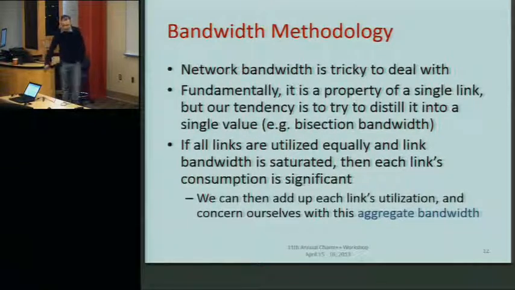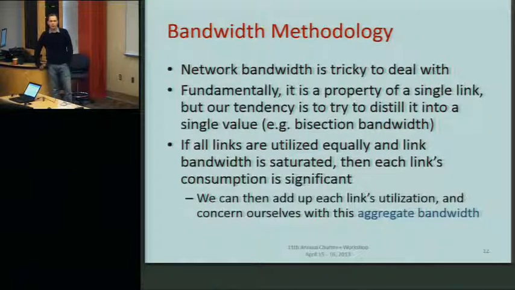So network bandwidth is somewhat tricky to deal with. What people usually try to do is consider it as a single value. So people will talk about bisection bandwidth. Here we do something similar, where we actually just take the bandwidth across all of the links in the network and we just add it up.